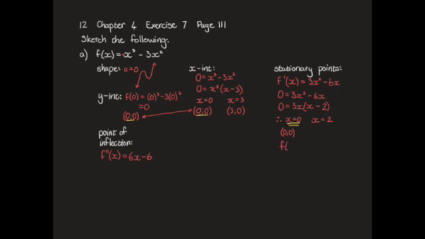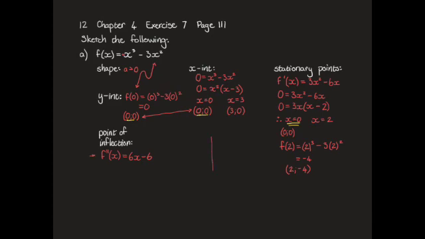The other stationary point, I've got to substitute the value of x back into the original function. So that's going to be 2 to the power of 3 minus 3 times 2 to the power of 2. When I put this into my calculator, I get an answer of -4, and please remember to use your calculators. Always, always use them. Okay, then lastly, we need to find the point of inflection.